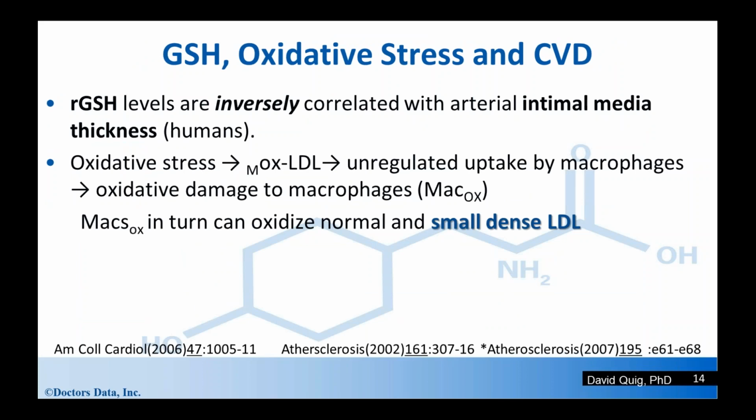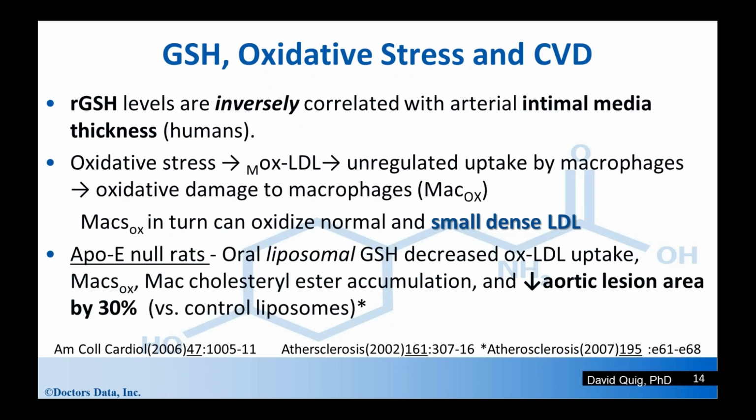So let's talk some more about this relationship between glutathione, oxidative stress, and cardiovascular disease. We know that reduced glutathione levels, that is, versus oxidized, are inversely correlated with arterial intimal medial thickness, that is, reduced glutathione versus oxidized glutathione. So reduced glutathione is very protective against cardiovascular disease. And we see oxidative stress, which results in modified or moderately oxidized LDL, which results in unregulated uptake of that modified or moderately oxidized LDL by the macrophages. That results in oxidative damage to the macrophages themselves, and they can in turn oxidize normal and small dense LDL.